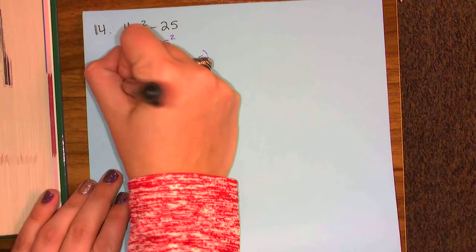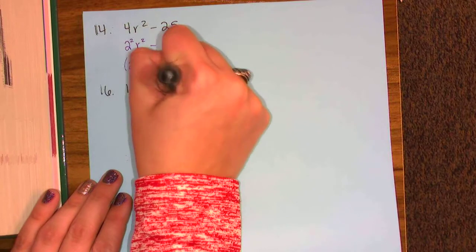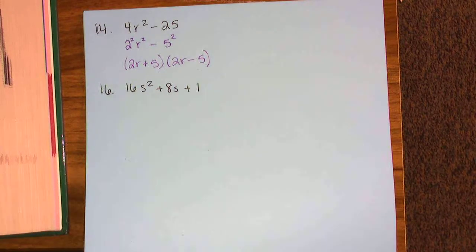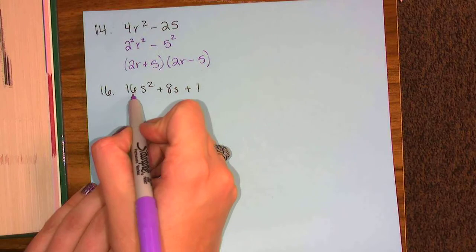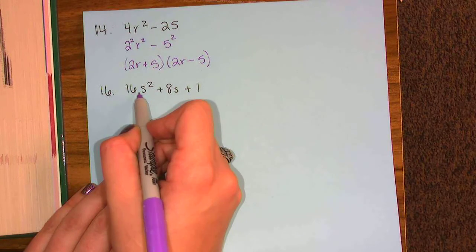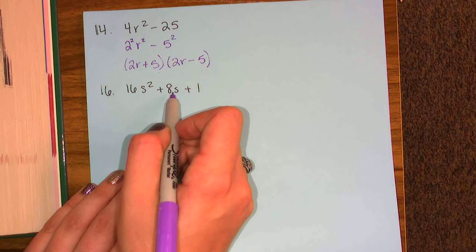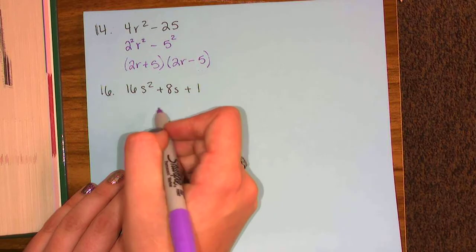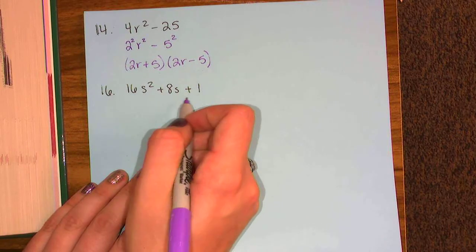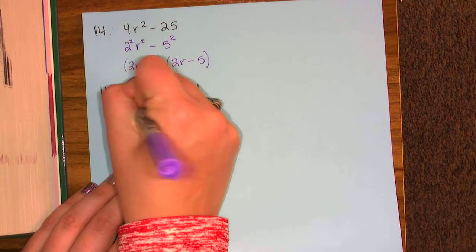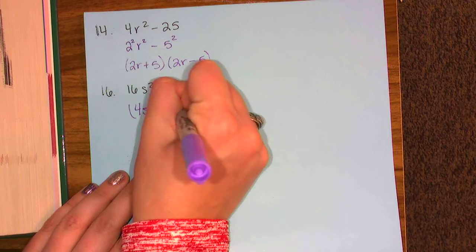16s squared plus 8s plus 1. Okay, this is going to be a perfect square trinomial. So this is 4 squared s squared plus 2 times 4 times s plus 1. So I am going to have 4s plus 1 squared.